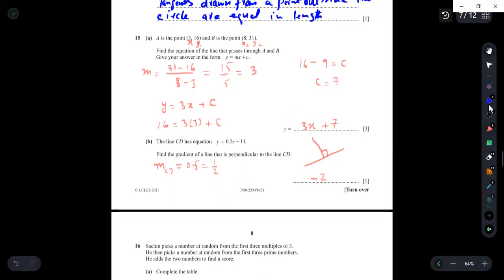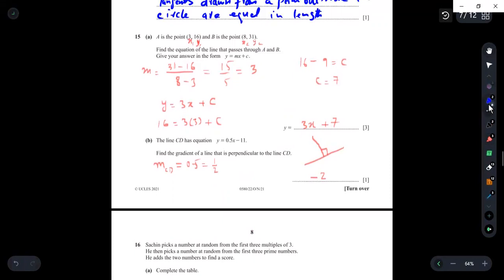Because the product of two gradients will always be -1 when two lines are perpendicular. So m1 is equal to the opposite reciprocal of m2.